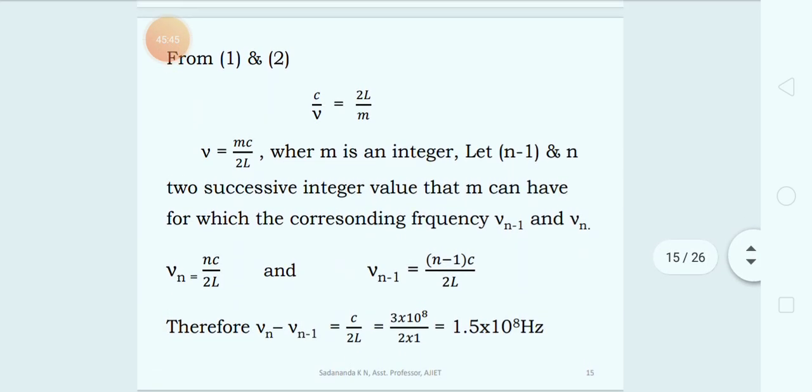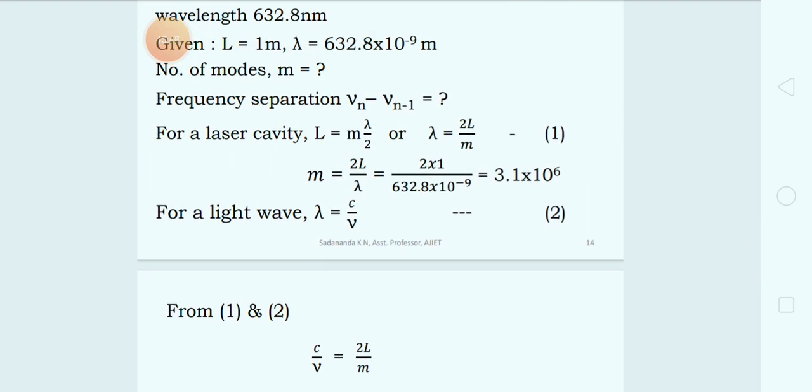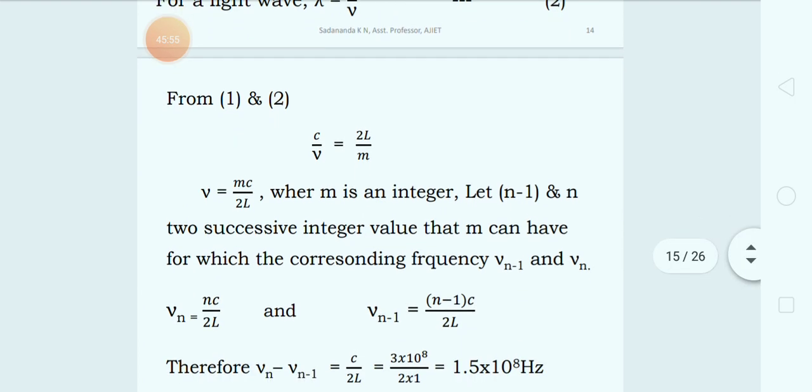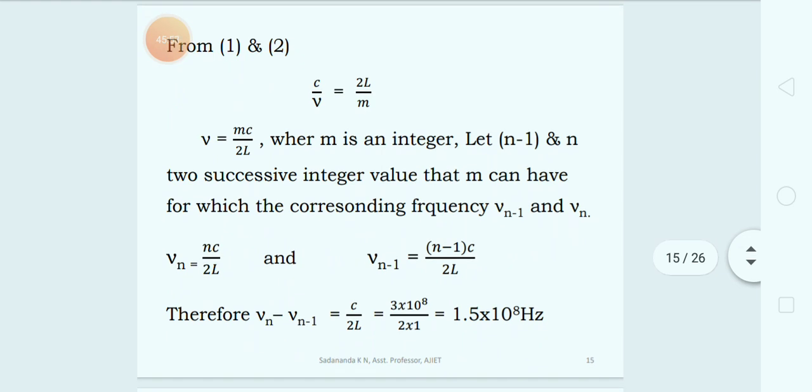Now the first expression we have called expression number 1, that lambda equal to 2L by m. From equations 1 and 2, both are lambdas, therefore I can equate c by nu equal to 2L by m, or nu equal to m c by 2L, where m is an integer. Now if n−1 and n are the two successive integer values that m can have, for which the corresponding frequencies are ν(n−1) and ν(n), then ν(n) can be written as nc by 2L, and ν(n−1) can be written as (n−1)c divided by 2L.